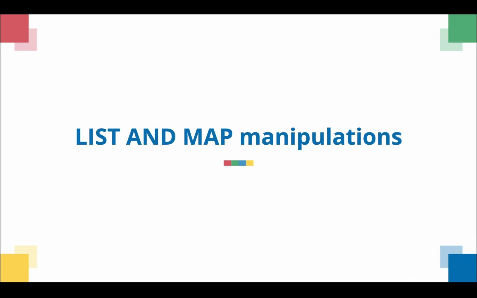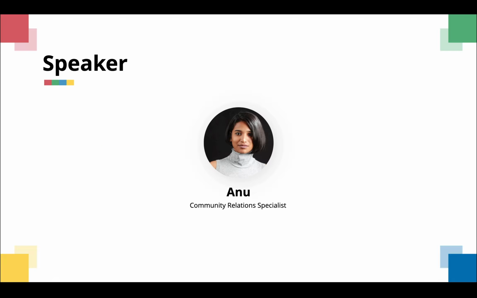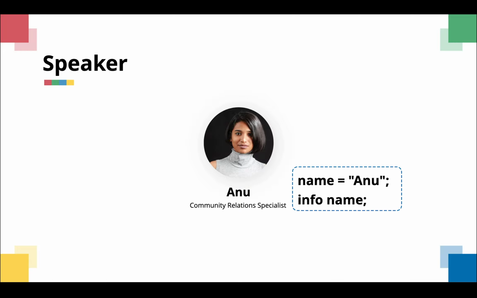Let's tweak that a little bit. Let's say speaker name is Anu, right? How would you print out something like that? Name equals Anu and then info, which is our debugger statement, name. Now this helps if the point of reference is just one entity, in this case me.